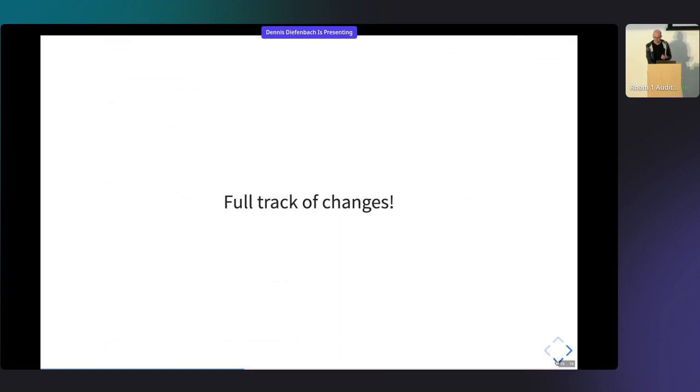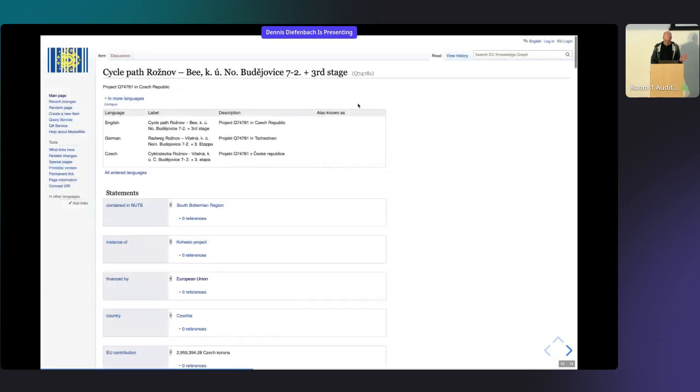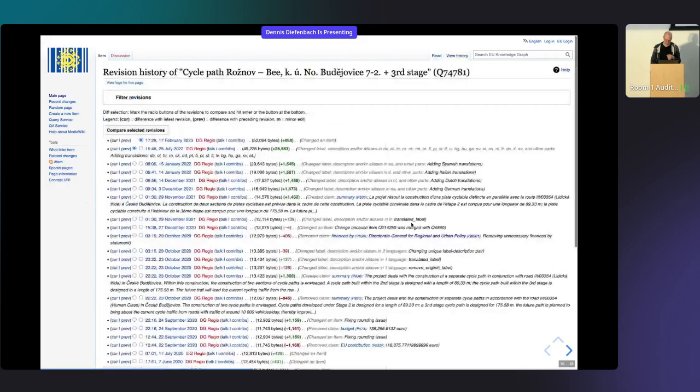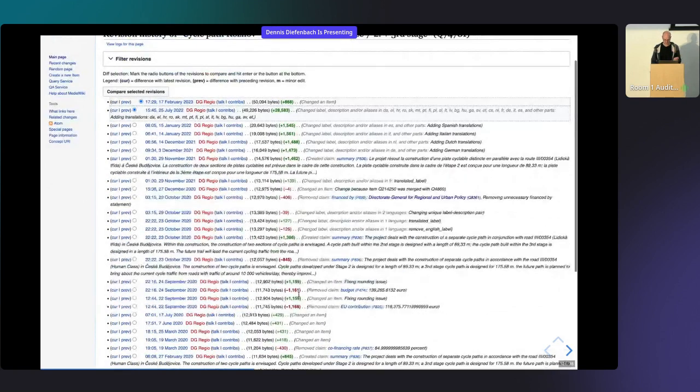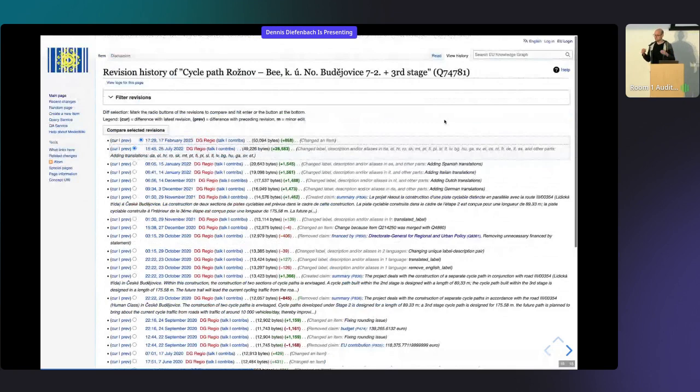Something that is rather rare for a knowledge graph infrastructure is that you have full tracking of changes. This here is a particular entry in the EU knowledge graph, and if you go to the history, you see how it evolved over time. On the 11th January 2020, DG Regio created this item, and then different users edited it and added different information. You see that this data is not static. Over time, we add metadata, we edit information, and there are bots that edit parts of the information. So it's really something dynamic.